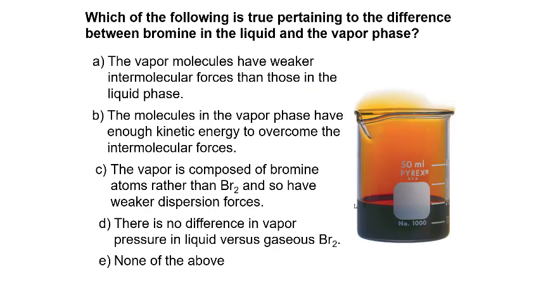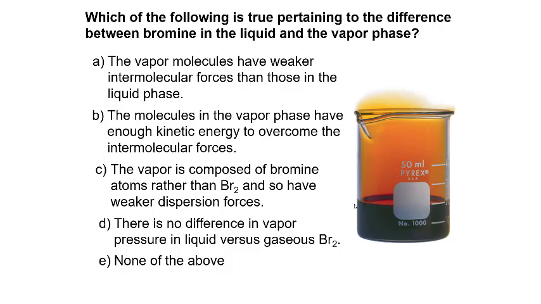All right, so with that, let's ask the question. Which of the following is true pertaining to the difference between bromine in the liquid and bromine in the vapor phase? A, the vapor molecules have weaker intermolecular forces than those in the liquid phase. B, the molecules in the vapor phase have enough kinetic energy to overcome the intermolecular forces. C, the vapor is composed of bromine atoms rather than Br2 and so have weaker dispersion forces. D, there's no difference in the vapor pressure in the liquid versus gaseous Br2, or E, none of the above. So pause the video and think about that.